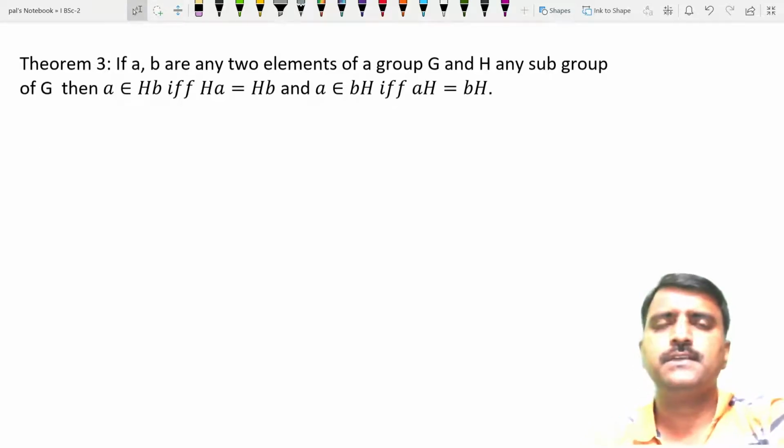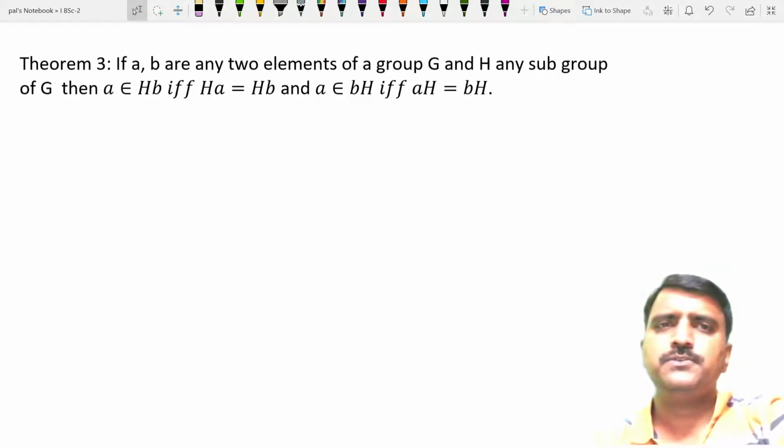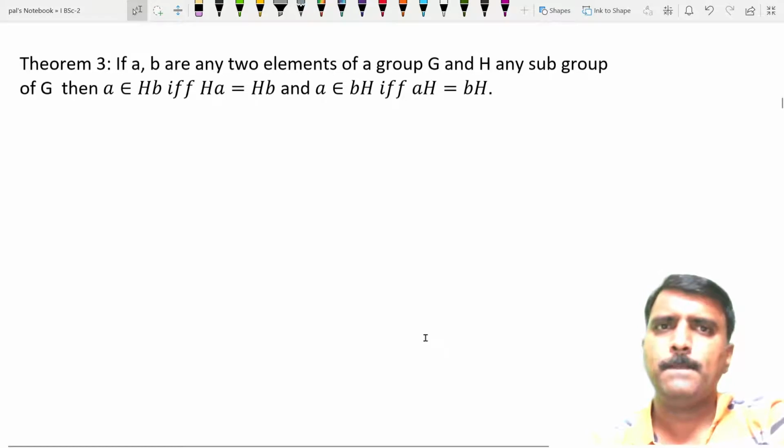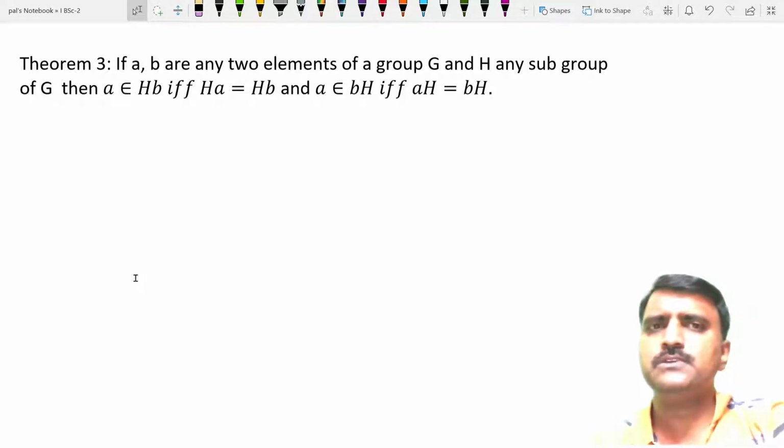In the last session, we discussed some interesting theorems, properties of cosets in groups. In today's session also, I wanted to discuss two more theorems on properties of the cosets. One property of the coset says that if A and B are any two elements of the group G, and H is the subgroup, and you construct the cosets using A and B, that is HA and HB.